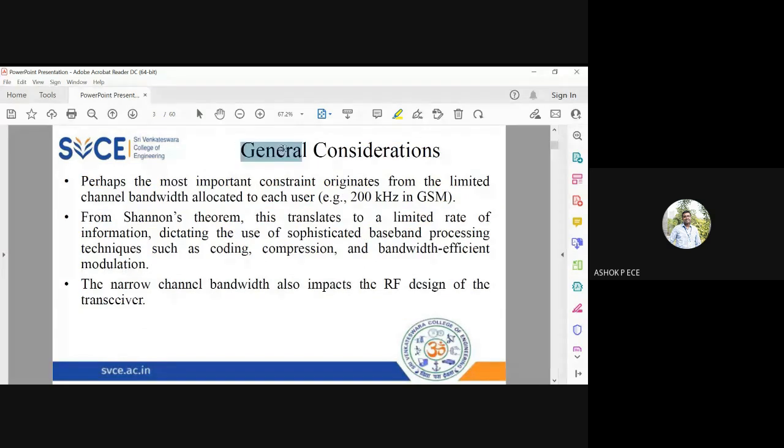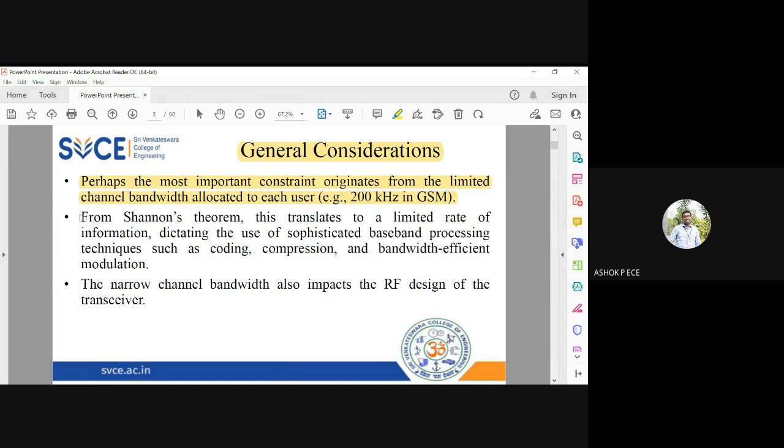So what is the general consideration we have when we are going to design these architectures? One is how much channel I'm going to allocate per user. So that is very, very important. Any user, when he is connected to a network, he demands bandwidth. That is the reason why he has come to a company like Airtel or Jio, right? So he wants bandwidth to access the internet. So how much bandwidth are they going to give per user? That is very, very important.